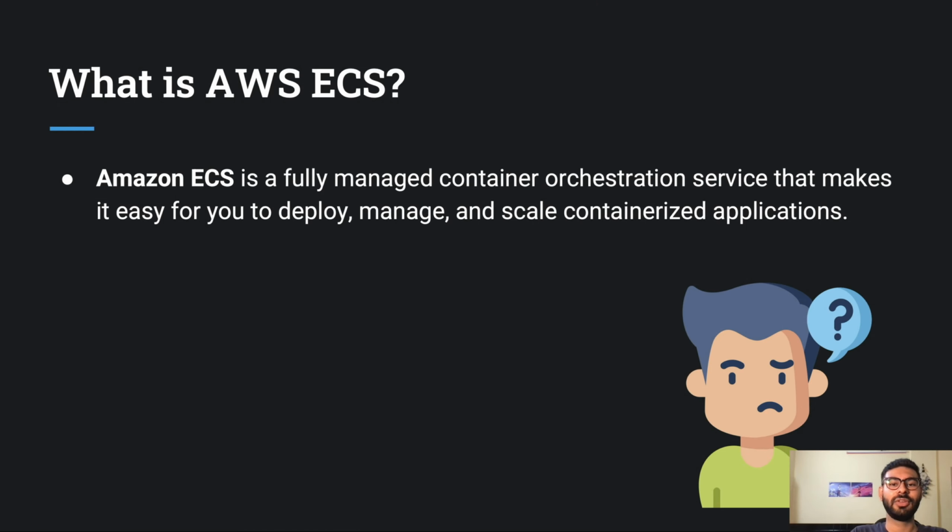So what is AWS ECS? ECS means Elastic Container Services. According to Amazon, ECS is a fully managed container orchestration service that makes it easy for you to deploy, manage, and scale containerized applications. Which means ECS is an automated orchestration service for your Docker containers that will take care of everything from deployment, scaling, recovery, everything. All you need to do is push the image and figure out some parameters.